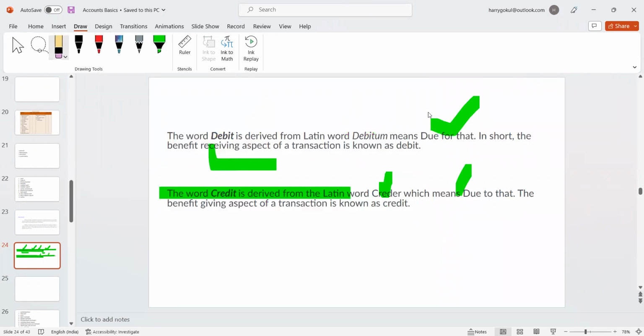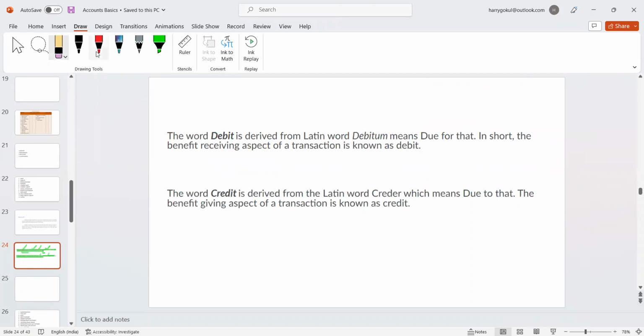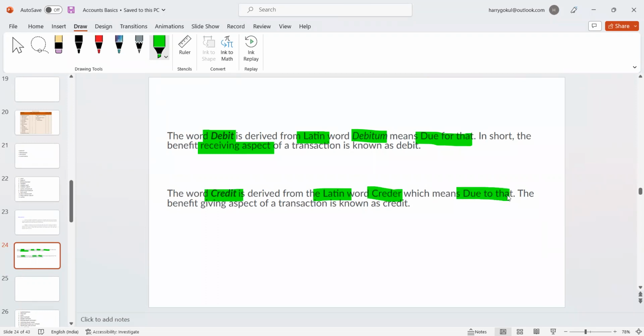I'll highlight the specific things. Debit, Latin word debitum, means due for that, that means the benefit receiving aspect. What is credit? It's also a Latin word, creder, which means due to that. For and to are 2 different words. Benefit receiving aspect is debit, and the giving aspect is credit.